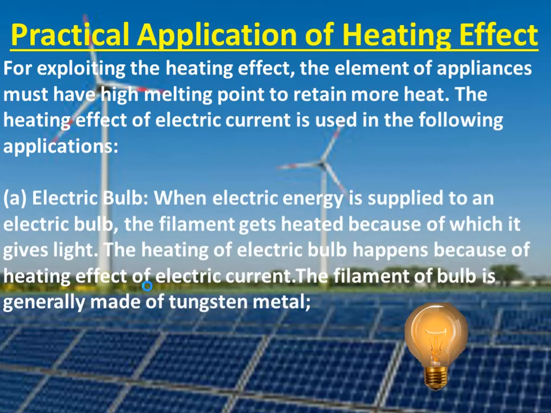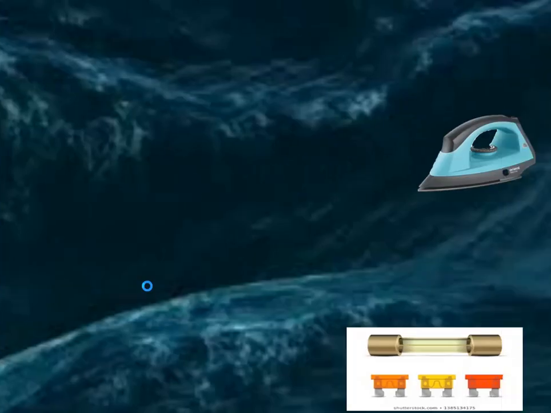First, we will talk about the electric bulb. When electric energy is supplied to an electric bulb, the filament gets heated, because of which it gives light. The heating of the electric bulb happens because of heating effect of electric current. The filament of the bulb is generally made of tungsten metal, having a melting point equal to 3380 degrees Celsius, that is a very large melting point.